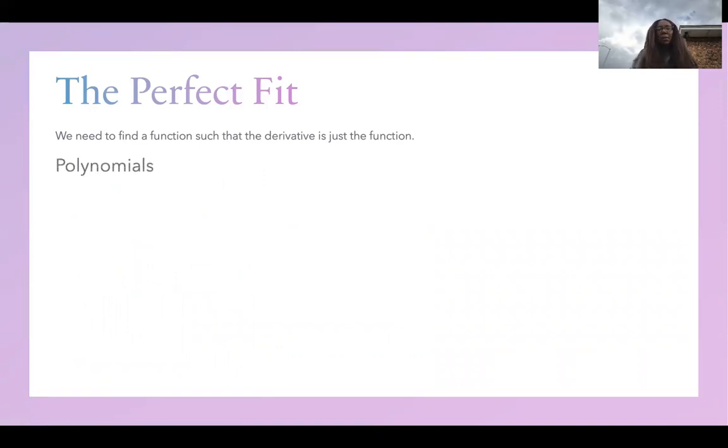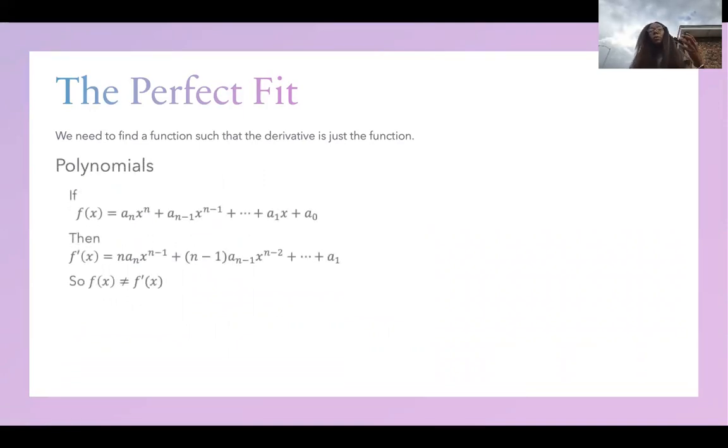So maybe we start looking at polynomials, and we look at the normal form of polynomials. Well, if we take the derivative, we get this lower degree polynomial, but it doesn't have our original f of x in there, because we don't have an x to the n in here. So a polynomial is not going to work.